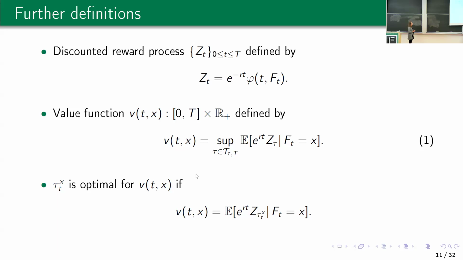Just further definitions for the rest of the talk. I have the discounted reward process here, Z. The value function is what I want to study. So it's the price of the contract. This is the one that I obtain by solving the optimal stopping problem. And I will say that some stopping time is optimal if by applying this stopping time, it gives me my value function.